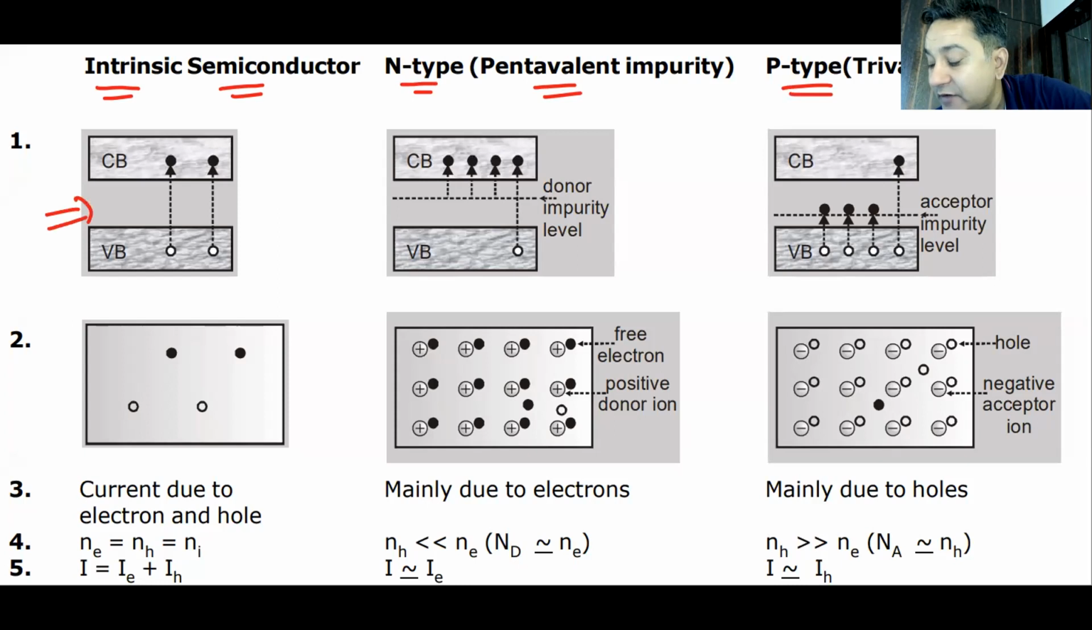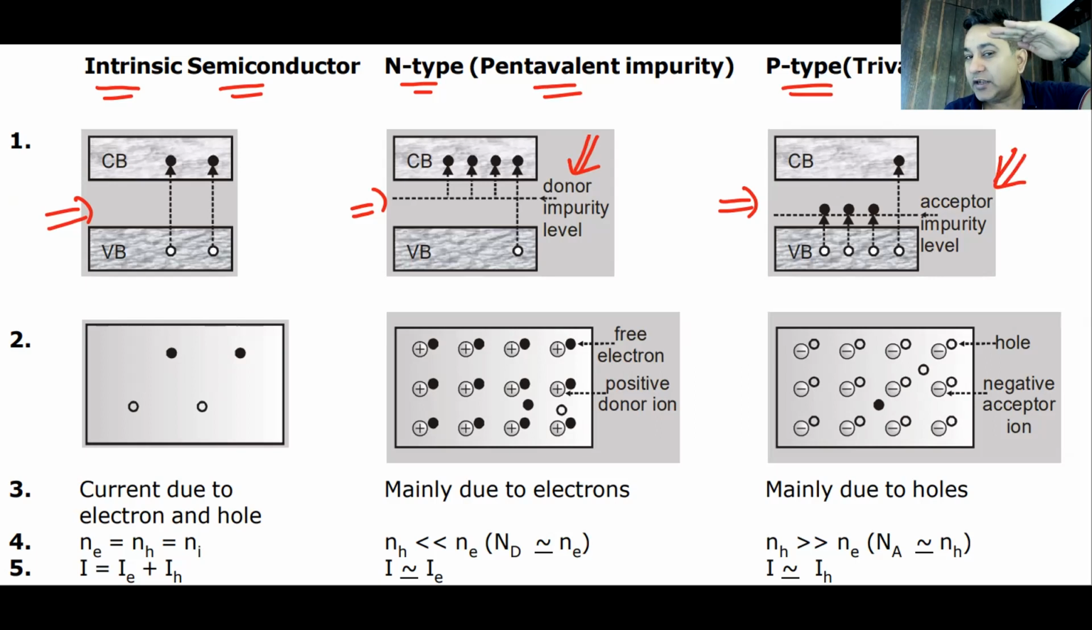Here we have a difference in energy level. What has changed here? That I put a donor impurity. The donor impurity level is higher up, and the acceptor impurity level is low down. So that is what you should remember. The donor impurity band level is higher and the acceptor is lower. Will you remember this?